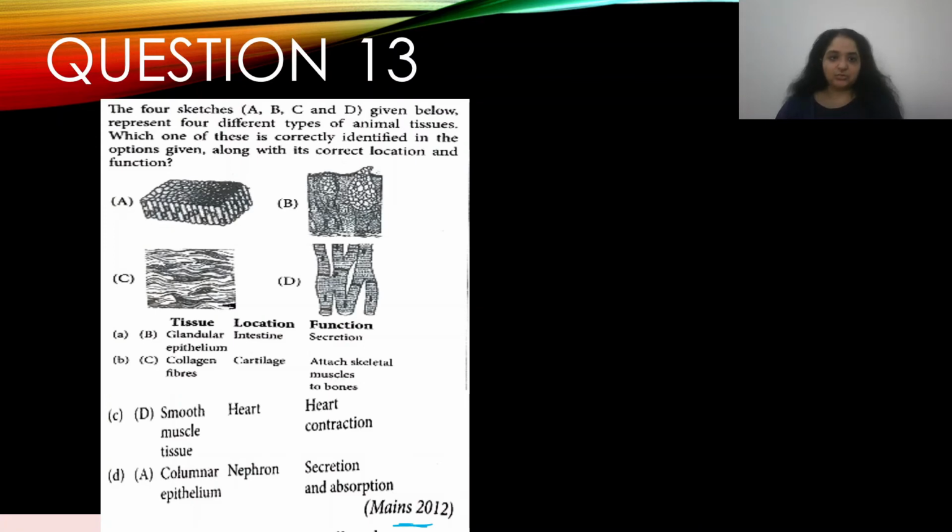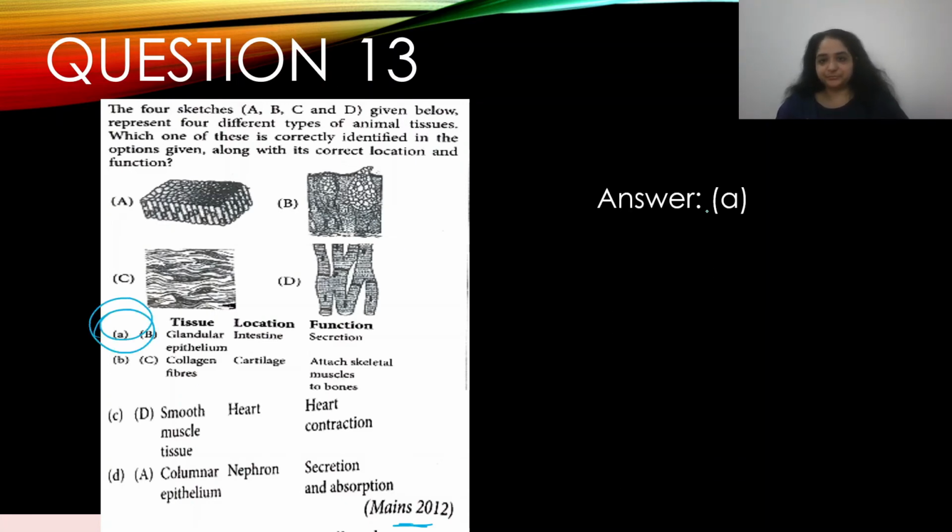So you have option A, which is diagram B, glandular epithelium, location intestine, function is secretion. You have diagram C, collagen fibers, cartilage, attached skeletal muscles to bones. No, not really. That's actually ligament. Smooth muscle tissue, we're looking at D. Smooth muscle tissue, heart contraction. No, it's cardiac muscle. A, columnar epithelium, nephron secretion absorption. No, that's cuboidal epithelium. So the correct option over here is A.